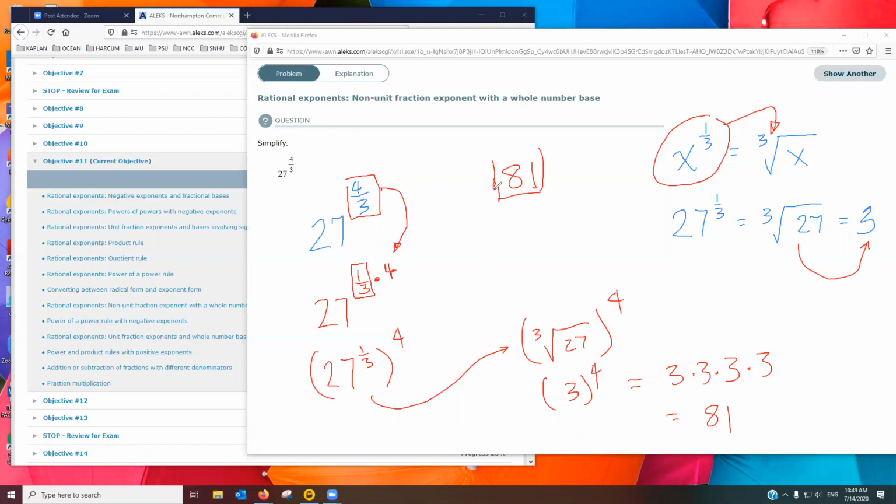So the key part about this is breaking up this fraction 4/3 to be 1/3 times 4. And the reason you want to do that is when you have an exponent of 1/3, you can really think of it as the cube root of that number.